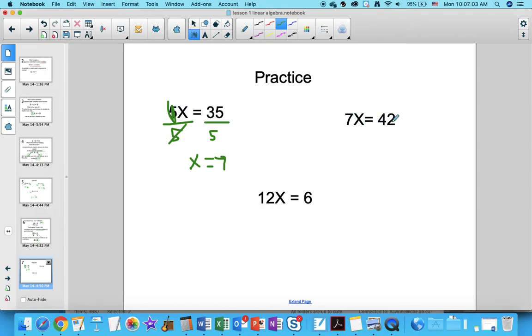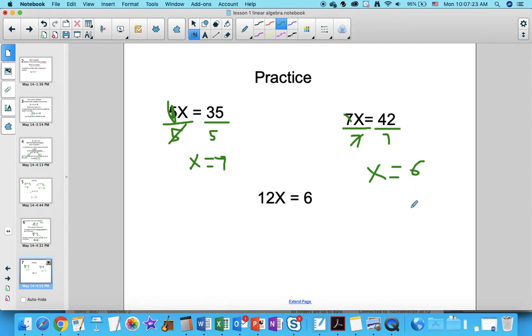7 times something is 42. Okay, well, I have 7 times x, so I'm multiplying by 7, so I want to divide by 7, which will cancel, right? Whatever I do to one side, I do to the other. Divide by 7, x equals 6.